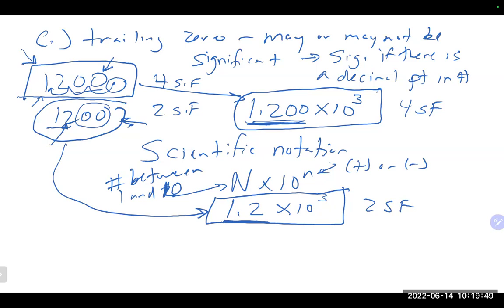The benefit of scientific notation is, frankly, you can control how many significant figures you need. If I needed 3 significant figures, I could simply write 1.20 times 10 to the 3, and you get the right number of significant figures. So sometimes the only way to report an answer to the correct number of significant figures is to write it in scientific notation, and you can control it pretty easily that way. Any questions on that?